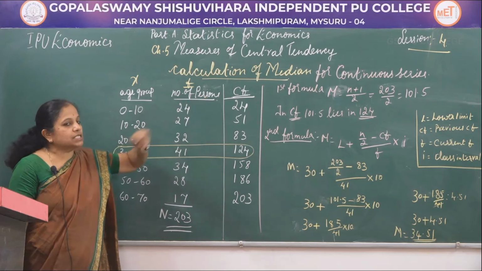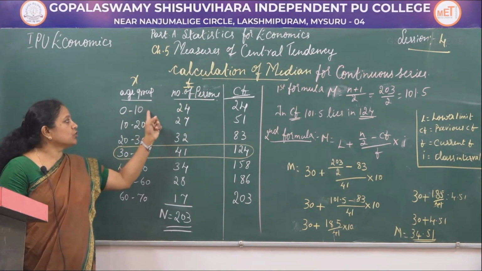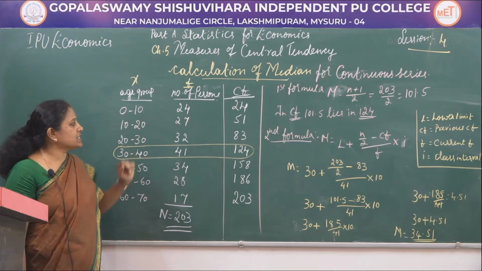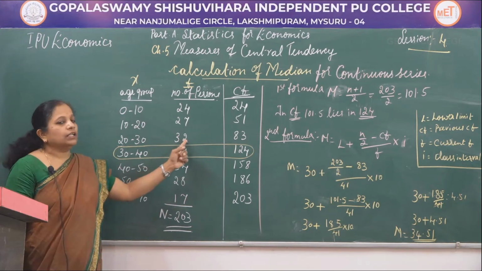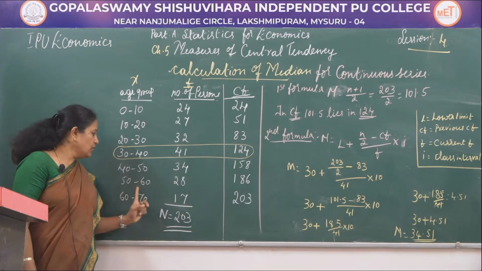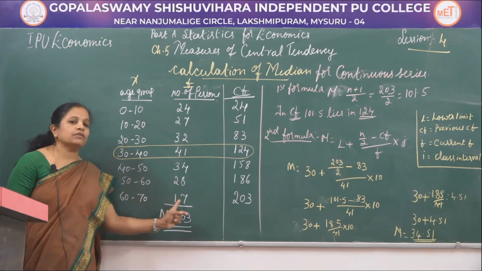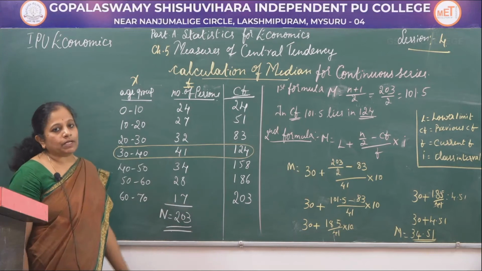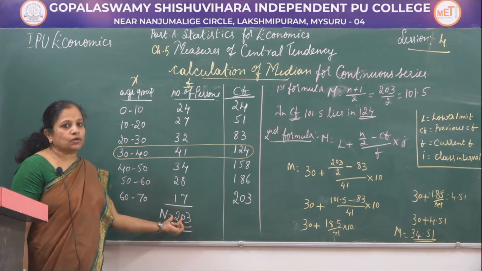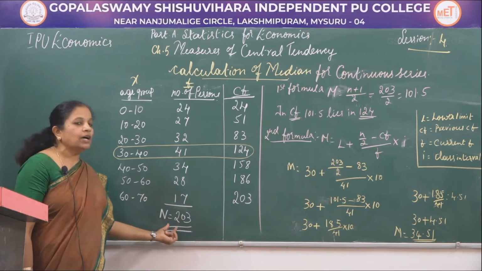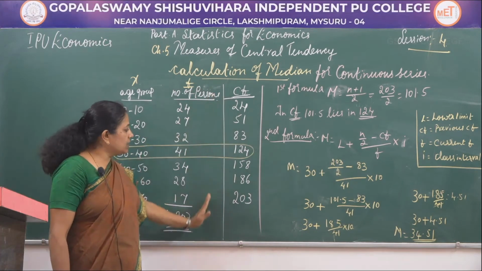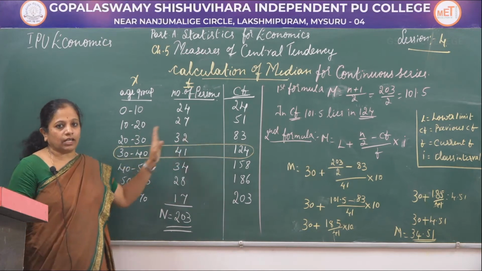Here the number of persons are 24. Between 0 to 10 there are 24 persons, and between 10 to 20 there are 27 persons, and 20 to 30 there are 32 persons, 30 to 40 41, 40 to 50 34, 50 to 60 28, and 60 to 70 the number of persons are 17. So now after adding up the values of these number of persons, we take the n value, that is 203. So this is given in the sum. These two are only given in the sum.